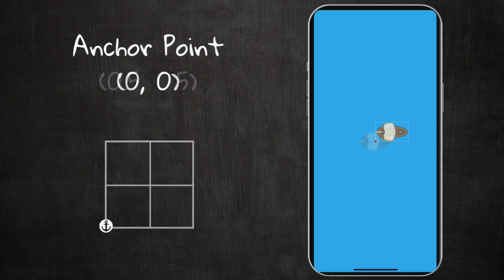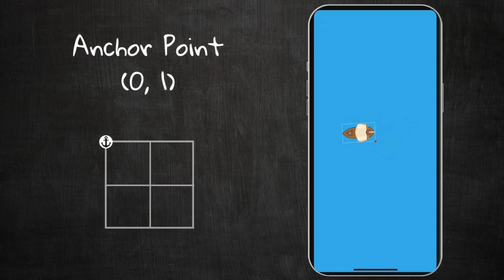If we change the anchor point to 0, 0, the asset will start rotating around its bottom left corner. Analogously, if we change it to 0, 1, it will start rotating around its top left corner. If we change it to 1, 0, it will start rotating around its bottom right corner. And as expected, if we set it to 1, 1, it will start rotating around its top right corner.